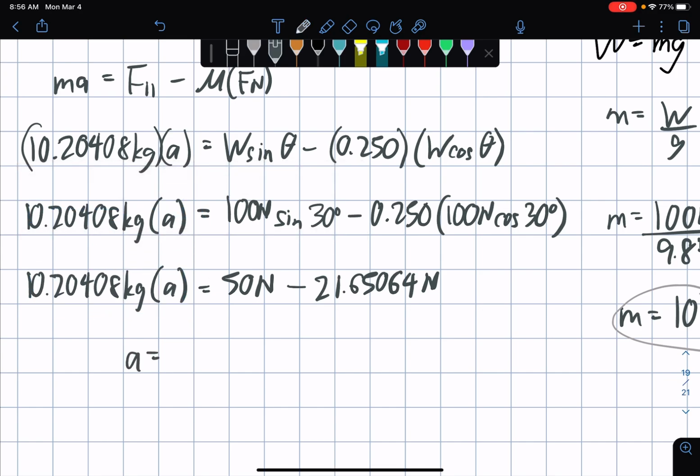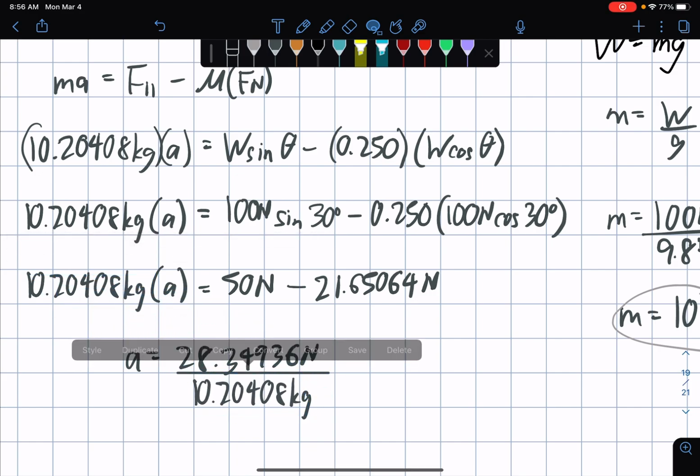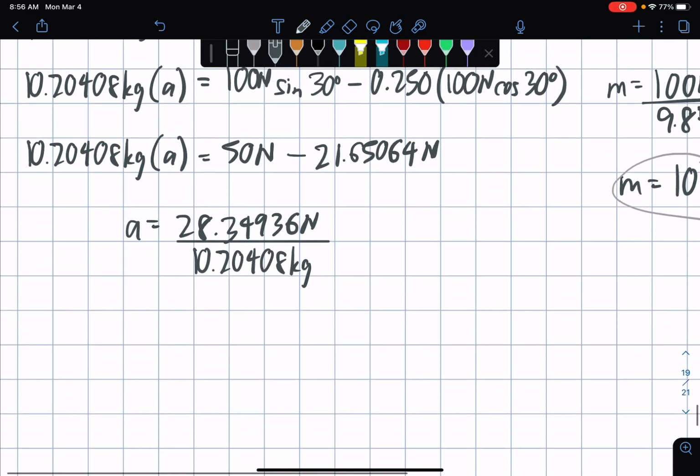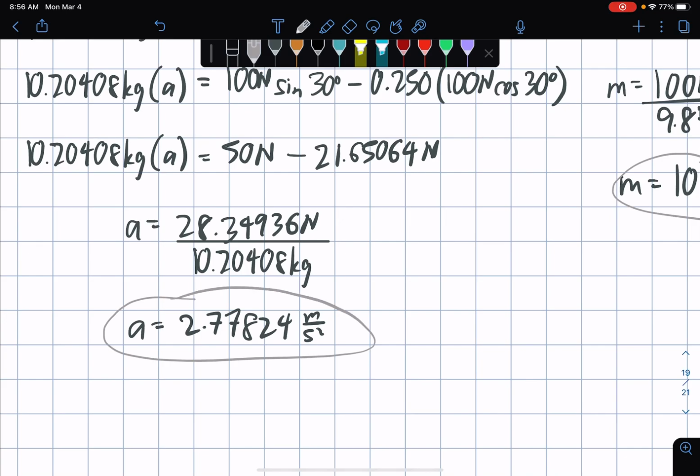Now, we have 28.34936 newtons after subtracting, and then below we have the same thing. Now, newtons over kilograms is going to be equal to the unit of acceleration, which is meters per second squared. 2.77824 meters per second squared, that is the value for acceleration.